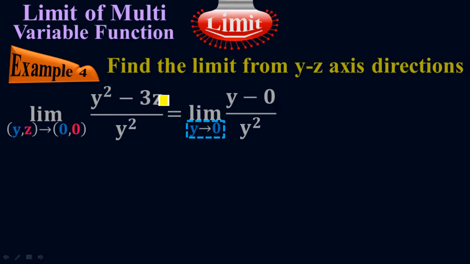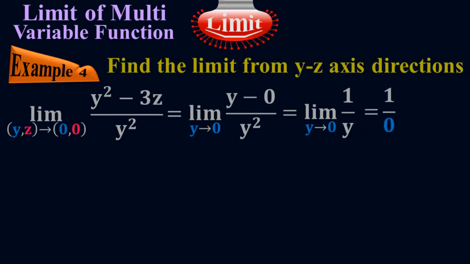So z will be 0, 0 times 3 will be 0. Since it is 0, therefore I will be left only with y over y square. This y will cancel with the y square, so I will be left only with 1 over y. Therefore I have limit of 1 over y where y approaches 0. Y approaches 0 means that plug in 0 for the y to have 1 over 0. Since the denominator equals 0, the function is undefined, which means that the function goes to infinity.